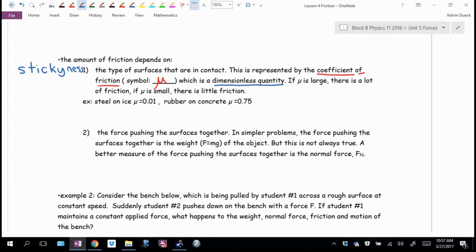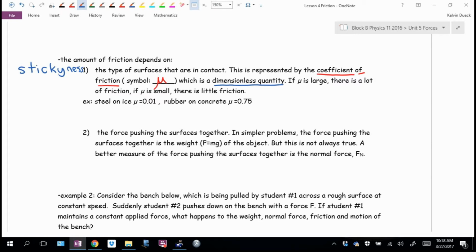The second thing it depends on, well, this we have to think about. Is it easier to slide a lighter object across the floor or a heavier object across the floor? Lighter object. So you might say it depends on mg, except somehow I have to explain one more thing.